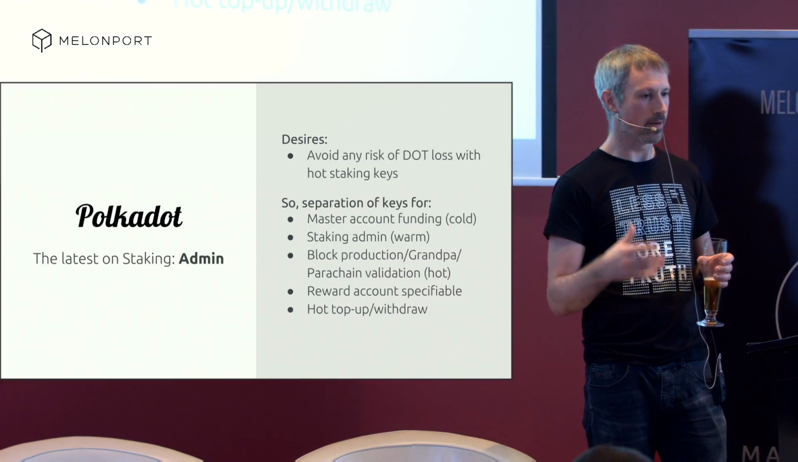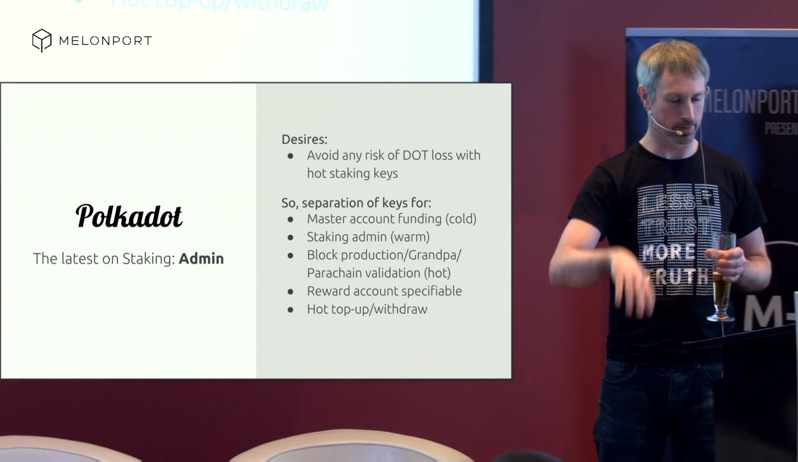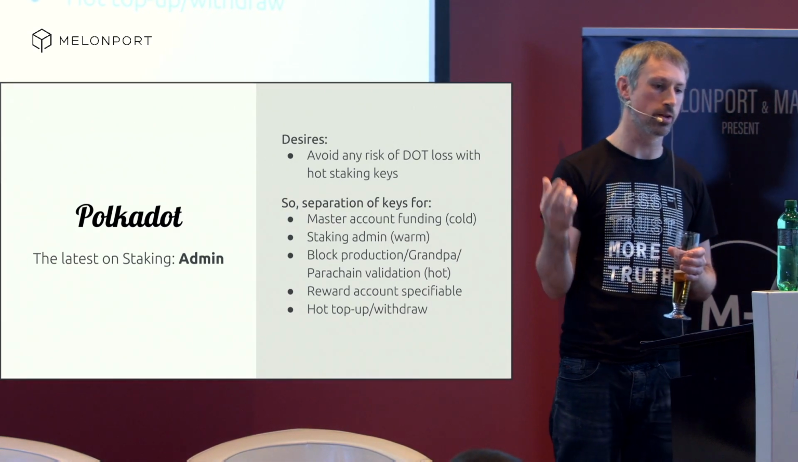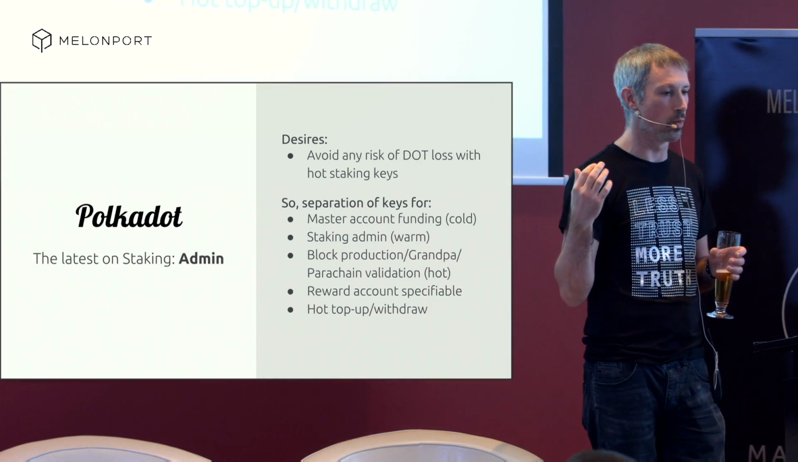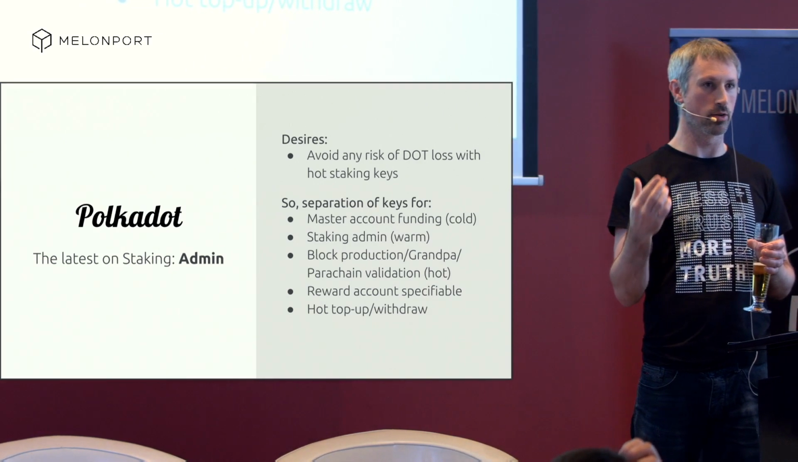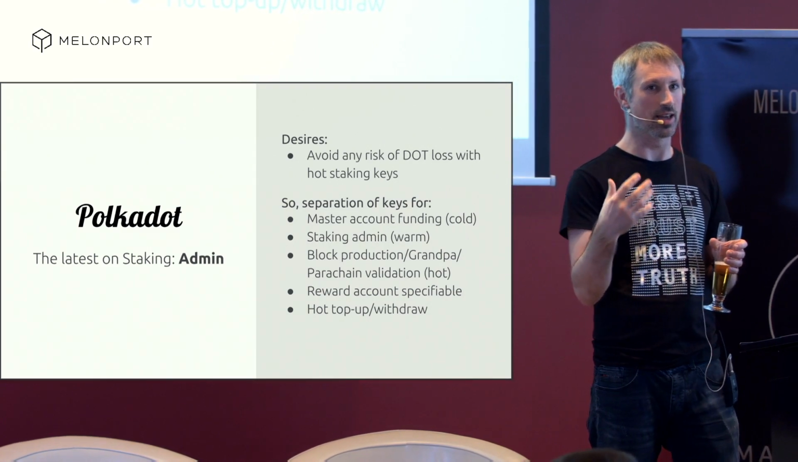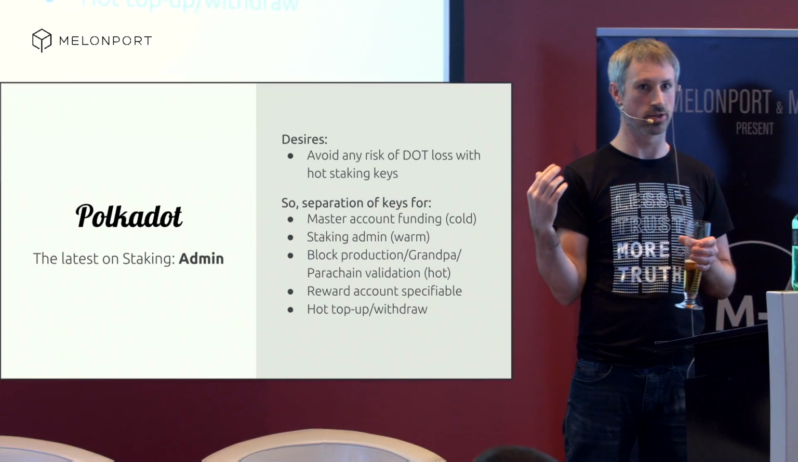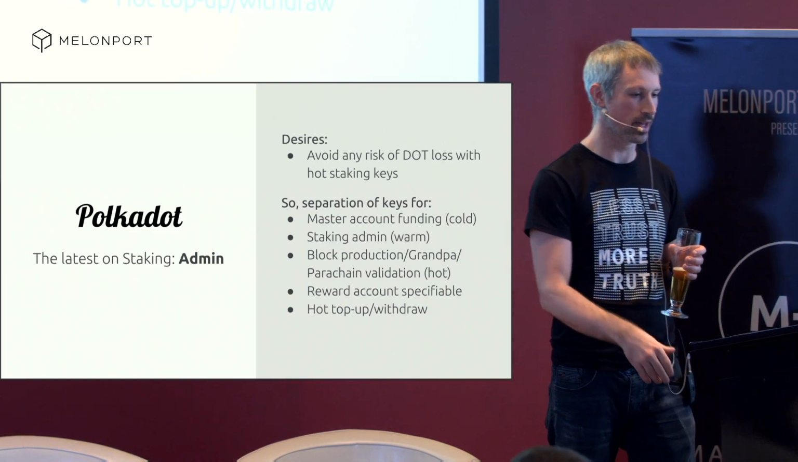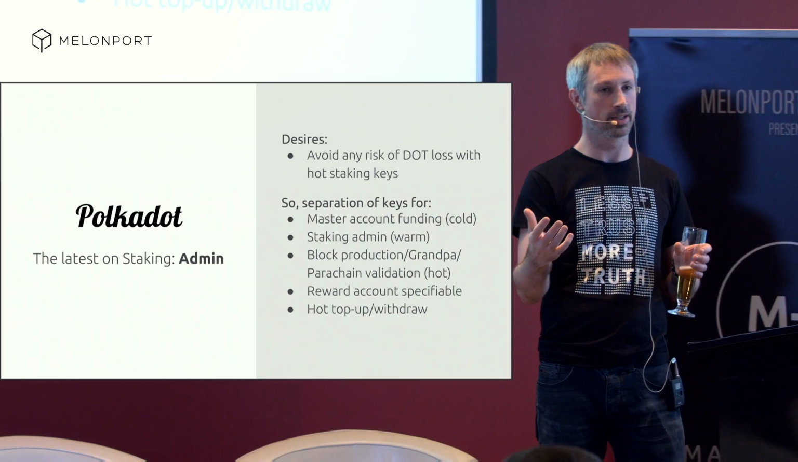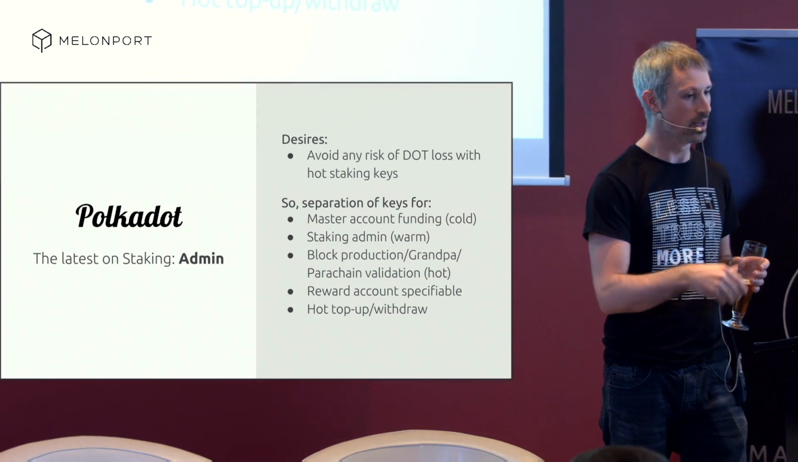So admin, very important for validators. I don't know if there's any people who might want to validate here, but I'll tell you what we're thinking. Basically, we want to avoid any risk of token loss with hot staking keys. So we want to make sure they've got different keys for different things, and the key that actually controls where your DOTs are and who's going to transfer between accounts needs to be cold. So the master account funding key, the thing that controls your DOTs, is cold.